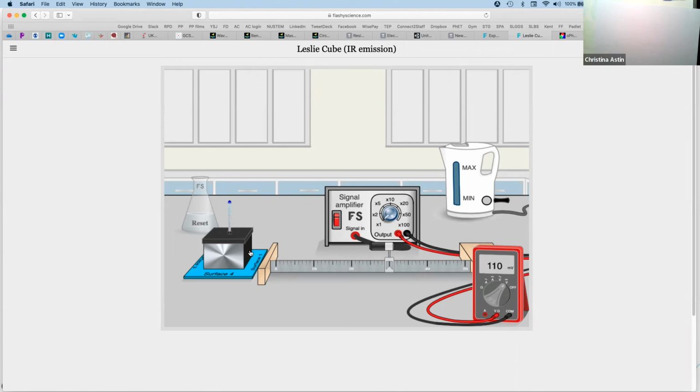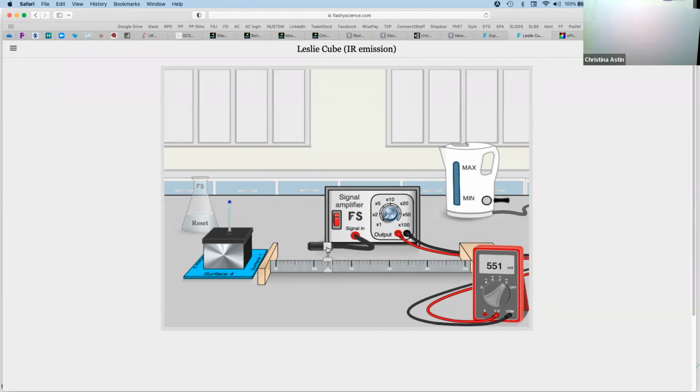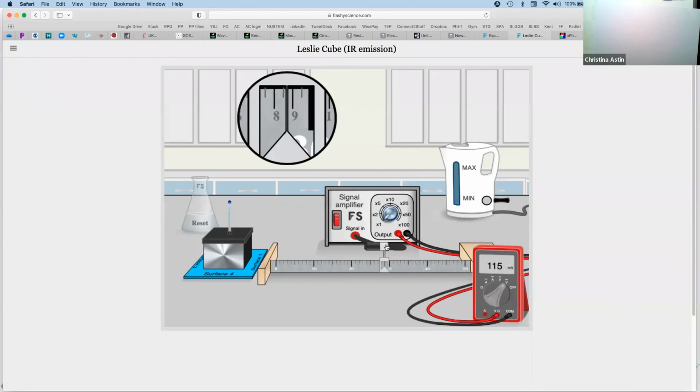And you'll see that with the matte black side, surface 1, pointing towards the detector, we're picking up 110-ish millivolts. Again, I like the fact that the simulation is showing the fluctuation, because that's real. And you can see that if you move the detector, of course, the voltage changes. So you need to keep that fixed through the experiment. And I like the fact that when you click on it, you get that magnified thing up above.